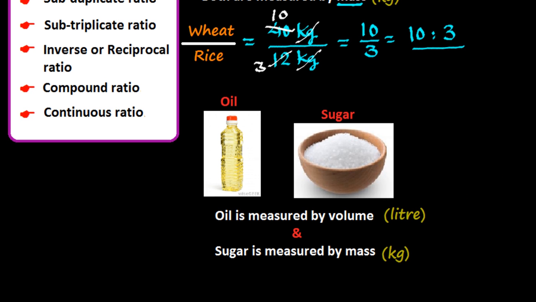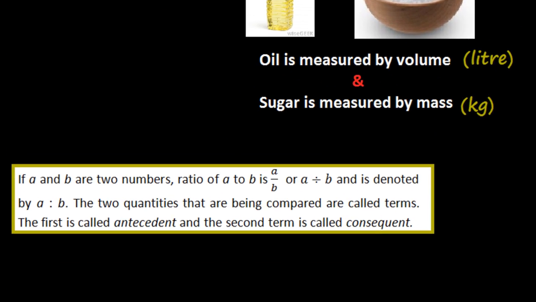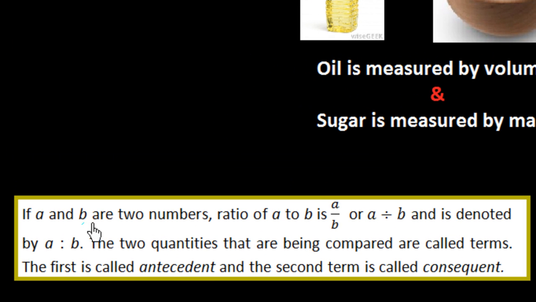I would like to say more things about the ratio. If A and B are two numbers, the ratio of A to B can be denoted by A/B or A divided by B. This is the main form of ratio, A/B. The quantities that are being compared are called terms. So A and B are the terms. A is the first term and B is the second term. The first term is called the antecedent and the second term is called the consequent. So this is all the basics about the ratio.